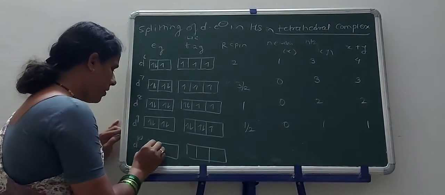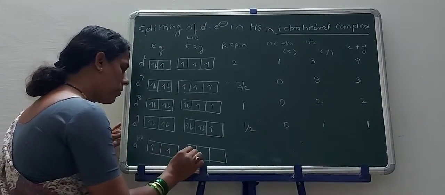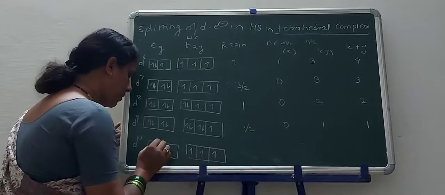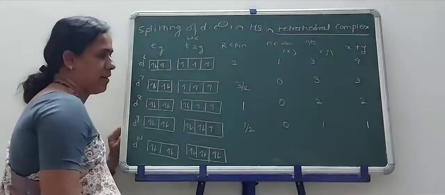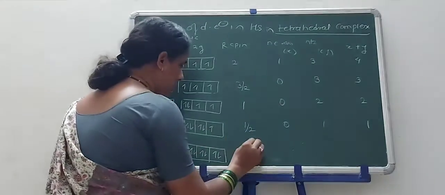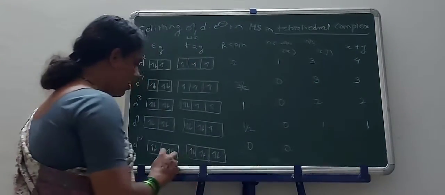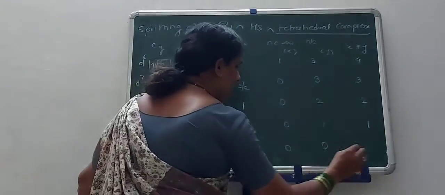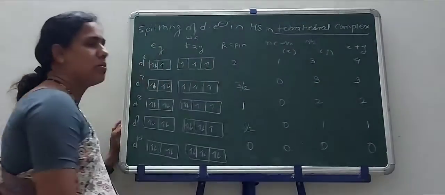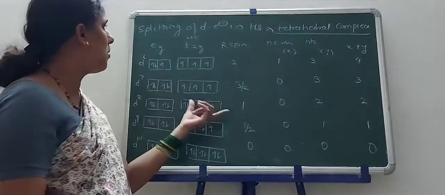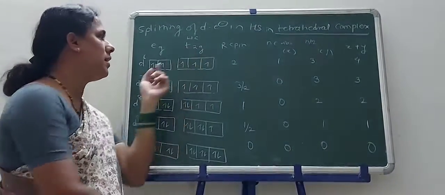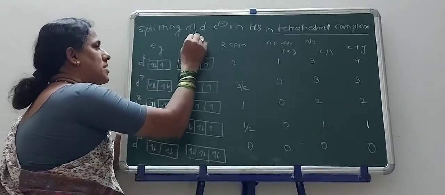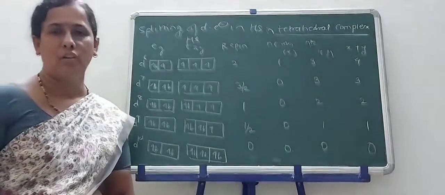Therefore, for d10, 1, 2, 3, 4 and 5, 6, 7, 8, 9 and 10. And thus the resultant spin is equal to 0. E is filled, T2 is also filled, that is equal to 0. Therefore the net spin is equal to 0. Thus, we have calculated the number of unpaired electrons with their spins in only high spin complexes of a tetrahedral field. Okay, thank you.